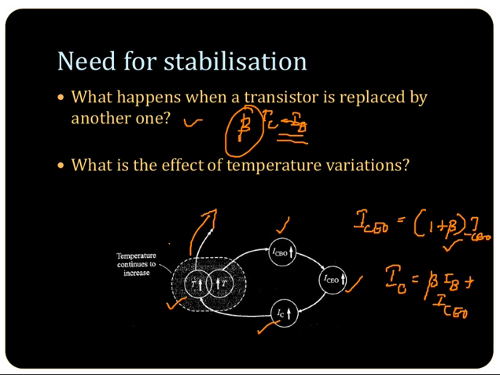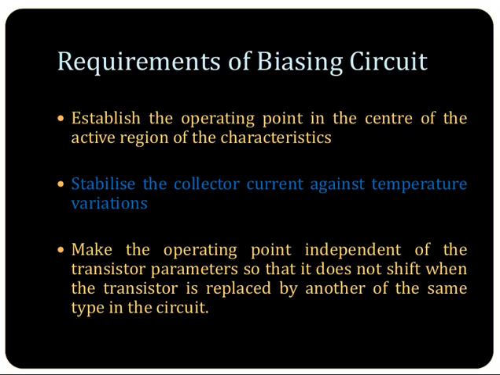Along with that, the replacement of the transistor should not affect the operating point of this amplifier circuit. So the biasing circuit has these challenges. The biasing circuit has to establish the operating point in the center of the active region of the characteristics. Along with that, it should stabilize the collector current against temperature variations, and it should make the operating point independent of the transistor parameters, so that there won't be any shift when the transistor is replaced by another of the same type in the circuit. There should not be any shift in the operating point.